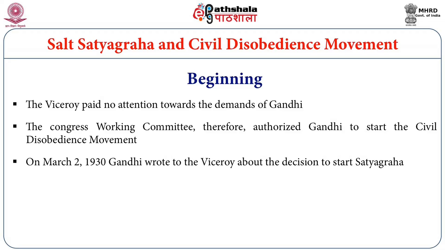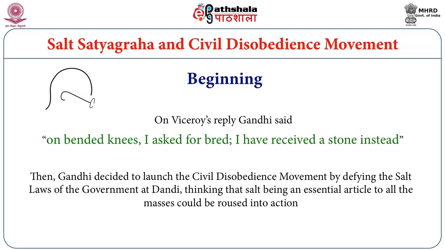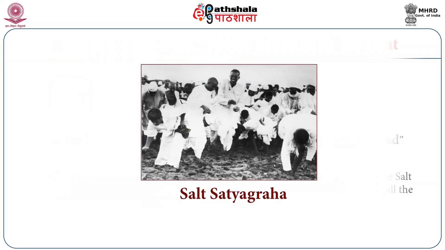On March 2, 1930, Gandhi wrote to the Viceroy about the decision to start Satyagraha. On the Viceroy's reply, Gandhi, in his remarks, said, "On bended knees, I asked for bread. I have received a stone instead." Then Gandhi decided to launch the civil disobedience movement by defying the salt laws of the government at Dandi, thinking that salt, being an essential article to all the masses, could rouse them into action. Thus, the Salt Satyagraha or Dandi Satyagraha began.